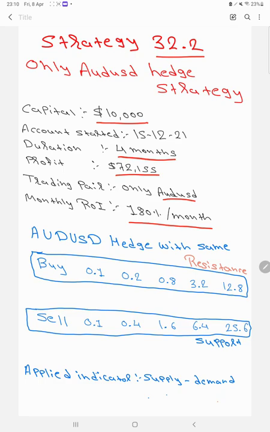So here you can see the two bars. The first one is a resistance point, and here this one is a support base. So this strategy is completely based on the supply and demand strategy. Whatever the resistance point it is showing and whatever the support it is showing, on the basis of that only buy and sell will be placed with the AUDUSD.